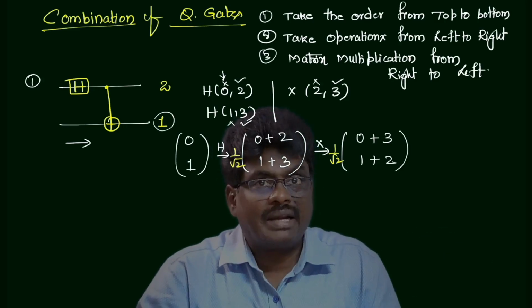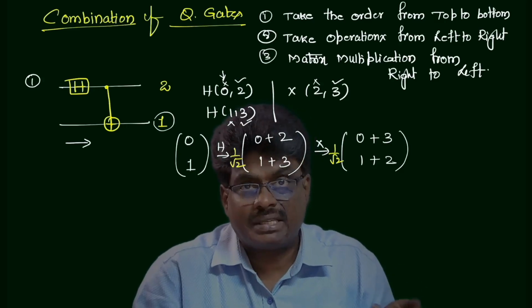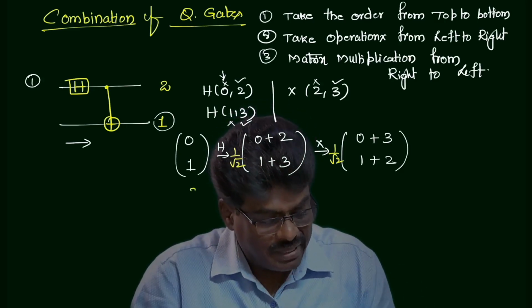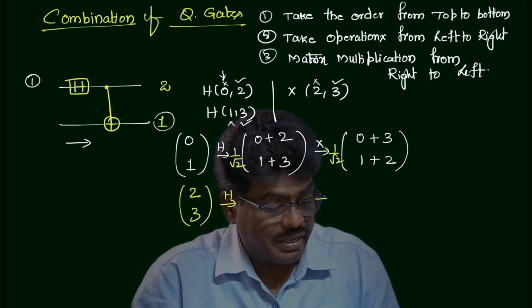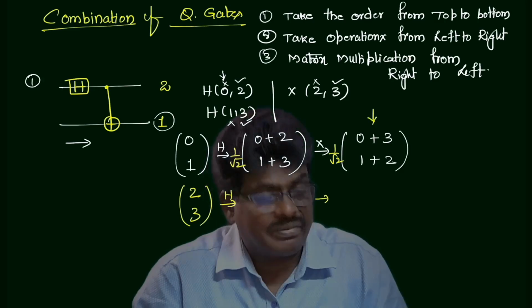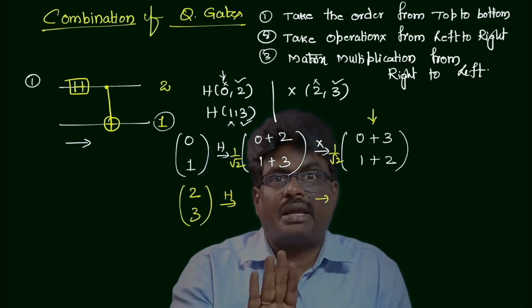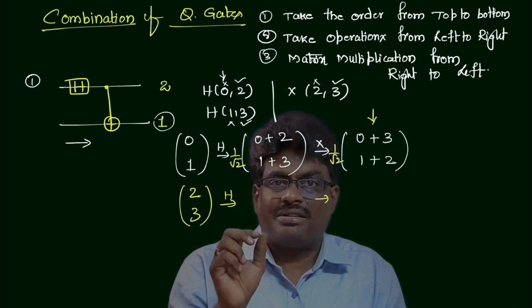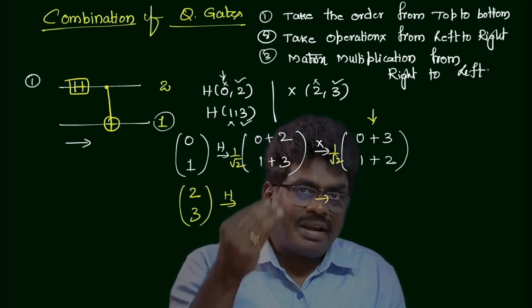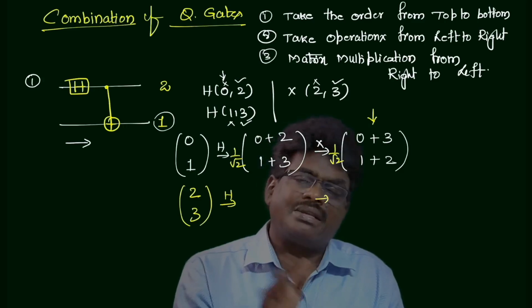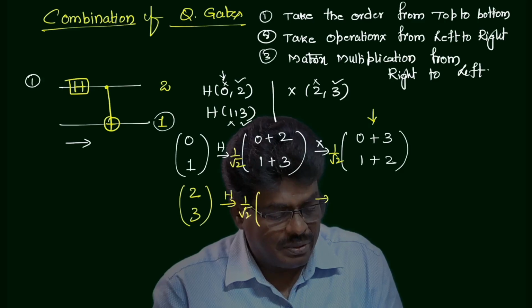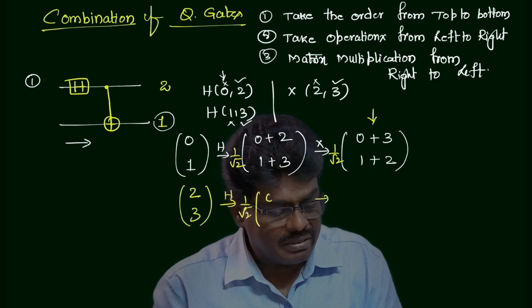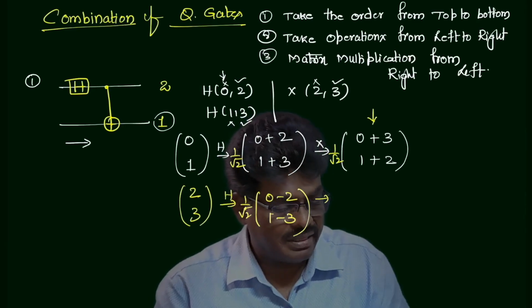If you want, you can write in the binary notation and check whether this is right or wrong. And the next one is 2 3. You need not do anything, I told you already. Whatever the earlier final answer you have, this is only for H, not for other things. Okay, whenever Hadamard is there, do like this, otherwise proceed with the original method, that is 1 over root 2. Here 2 is on, that's why 0 minus 2. 3 is on, that's why 1 minus 3.